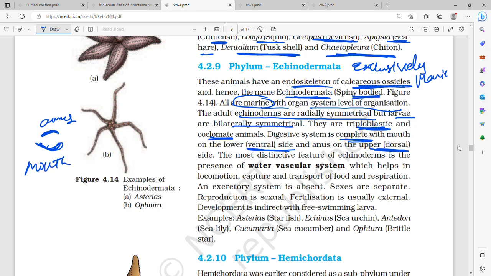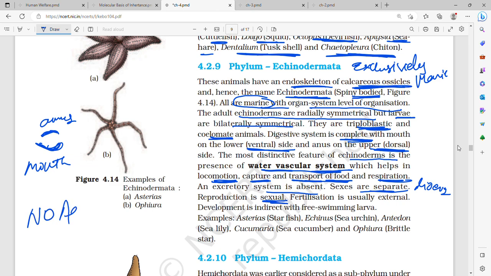The most distinctive feature of echinoderms is the presence of the water vascular system. They do not have a circulatory system or excretory system. This water vascular system helps them in locomotion, capturing prey, transporting food, and respiration. Excretory system therefore is absent. The sexes are separate, that is dioecious. Reproduction is only sexual, no asexual reproduction.